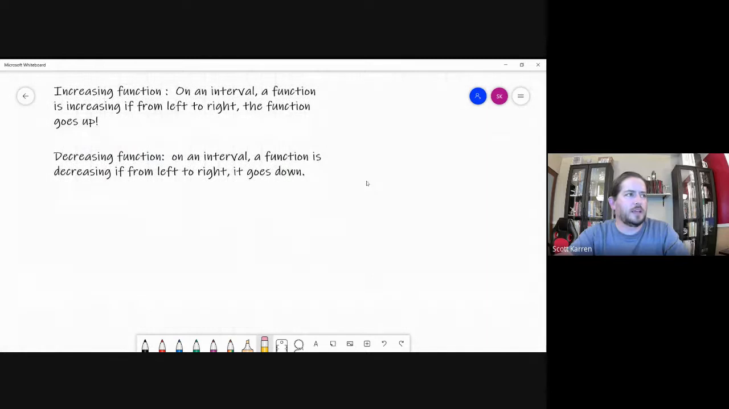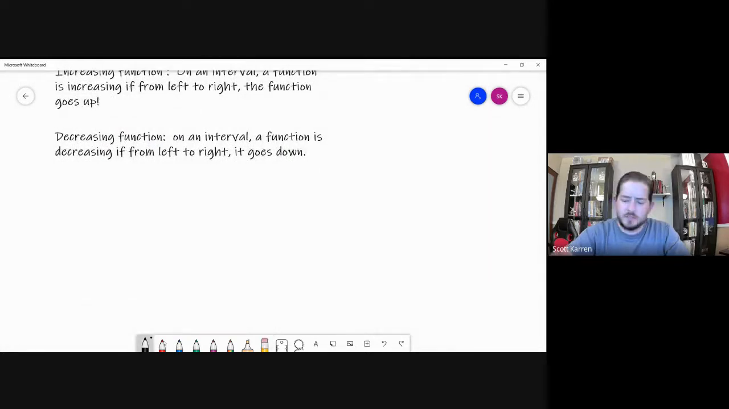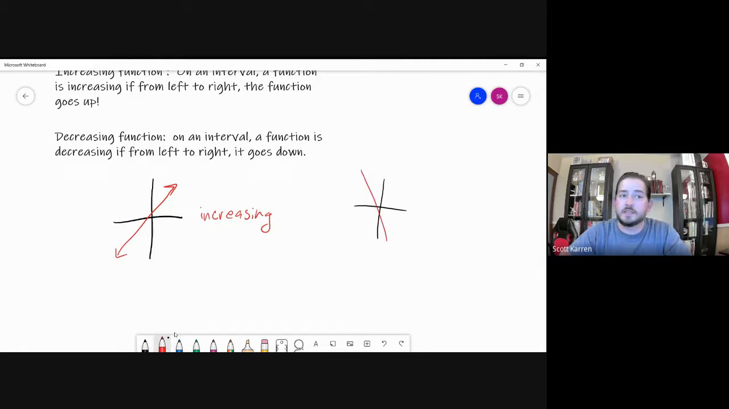So what we mean by that is if I have some simple function, like just a linear function like this, it is increasing, because as I look at it from left to right, it goes up. This one is decreasing because as we read it from left to right, it goes down.